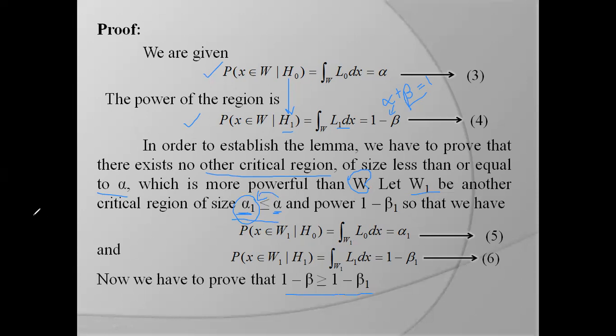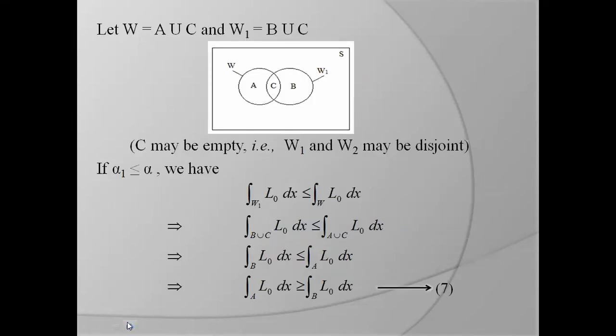Before proving that 1 minus beta is greater than or equal to this, I am taking a Venn diagram. Let W equal A union C and W1 equal B union C. See, this is A and this is B, and the intersection part is C. These two combined are W and these two combined are W1. C may be empty; if it is empty, then A and B are disjoint. Now we have alpha 1 less than or equal to alpha.